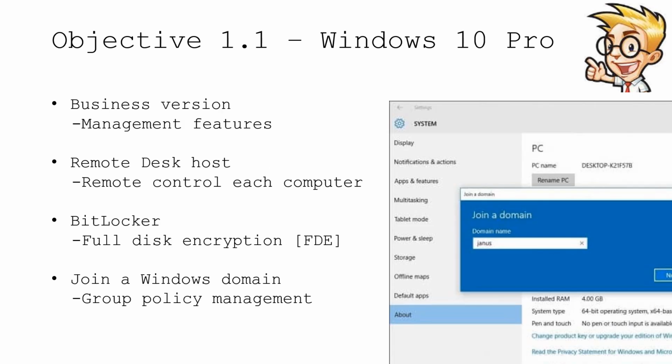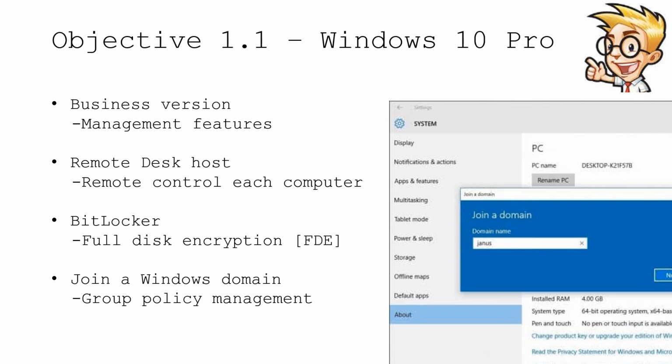If you use Windows at work, you're probably using Windows 10 Pro. This is the business or professional version of Windows. One of the enhancements included with Windows 10 Pro is the ability to set your system up as a remote desktop host. This would allow other people in your organization to be able to connect to your device and control the desktop, which is especially important for support environments.